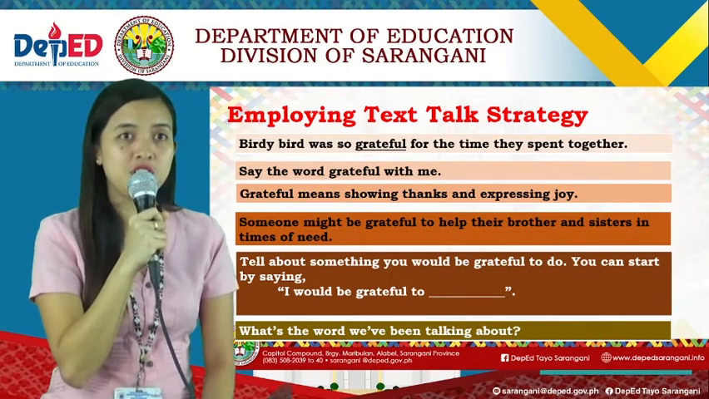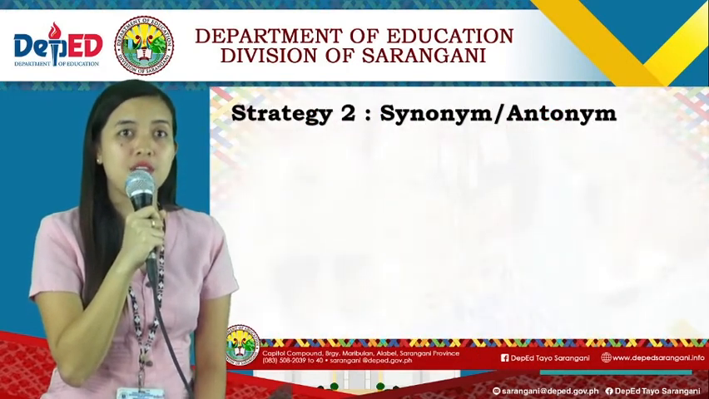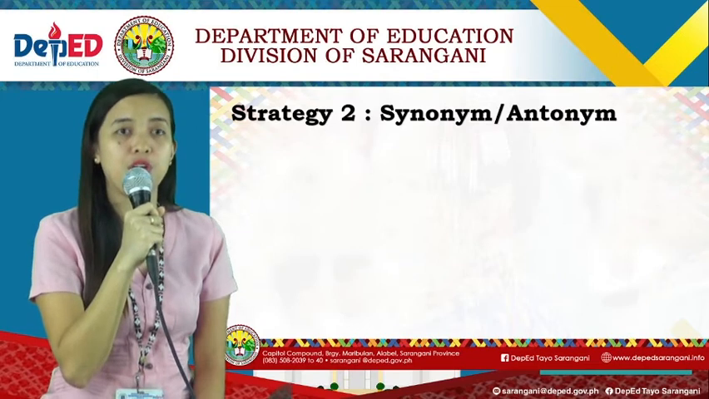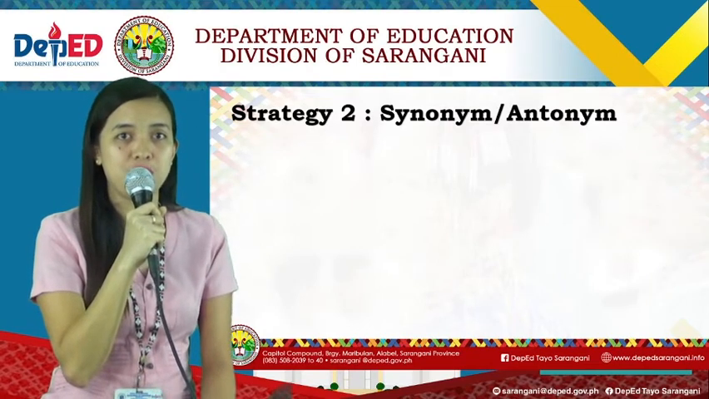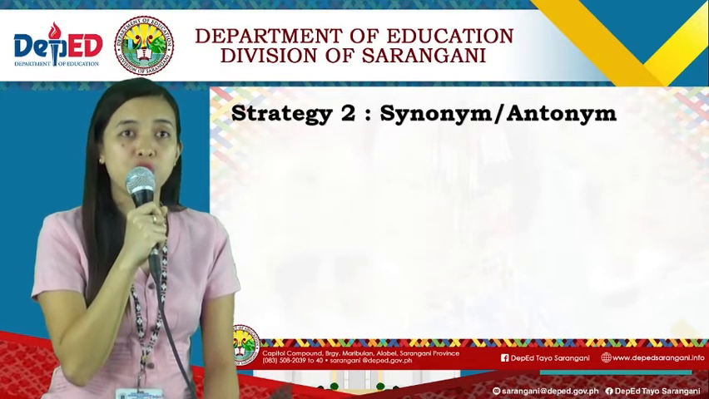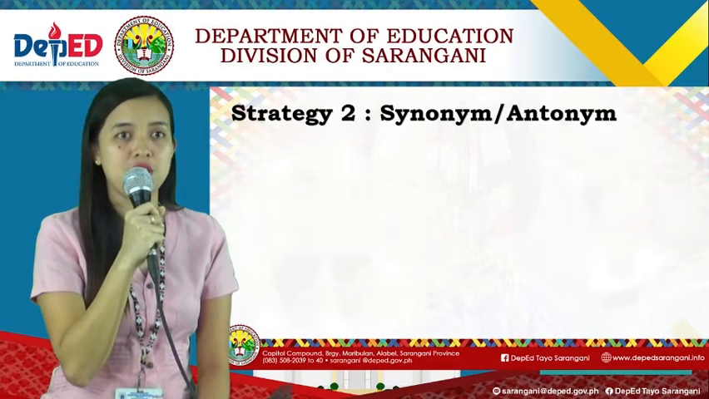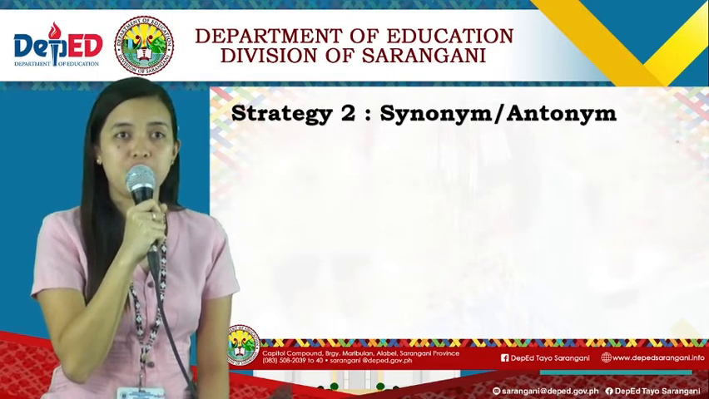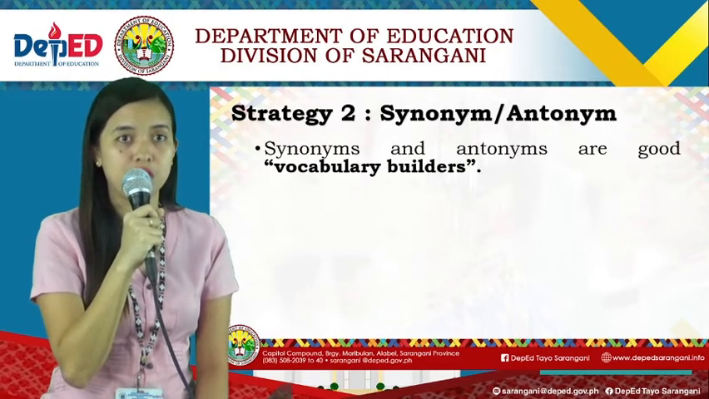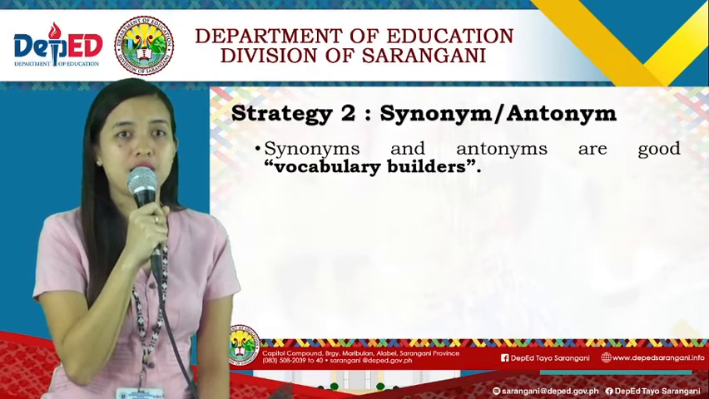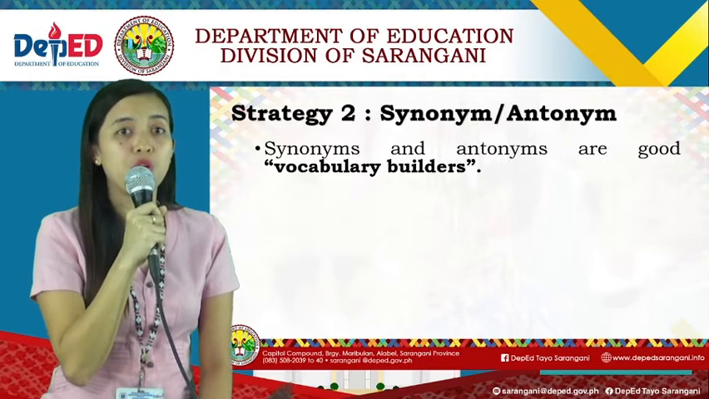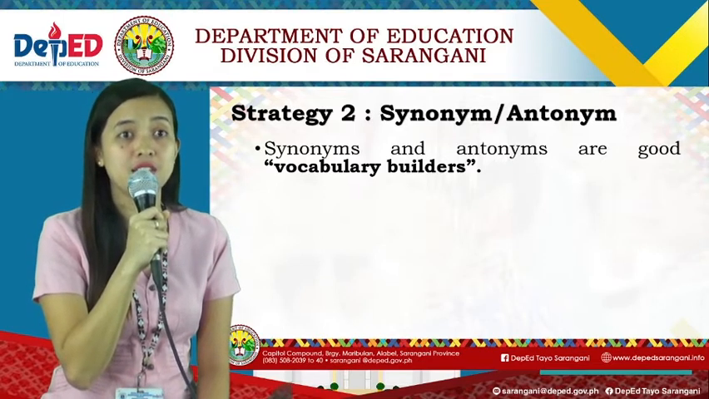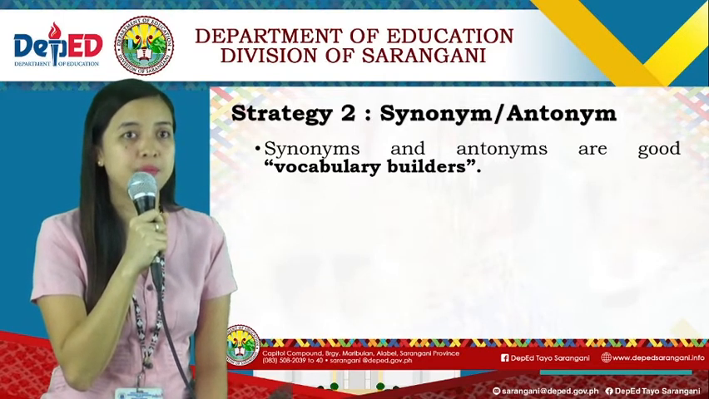So another strategy that I will be sharing with you is the synonym and the antonym. I know that you are very much informed, or you know what synonyms and antonyms are. Synonyms are words with similar meaning. Antonyms are words with opposite meanings. So synonyms and antonyms are good vocabulary builders. This can help you develop your vocabulary skills by giving you choices for saying things in more interesting ways.